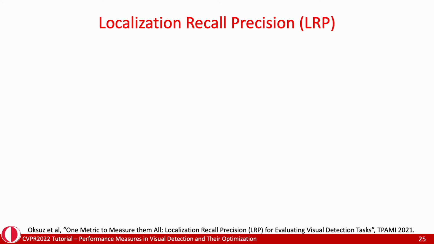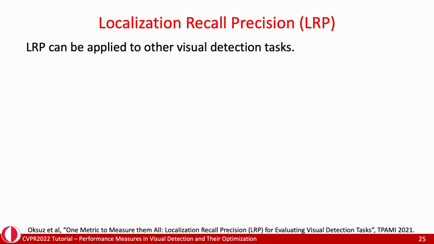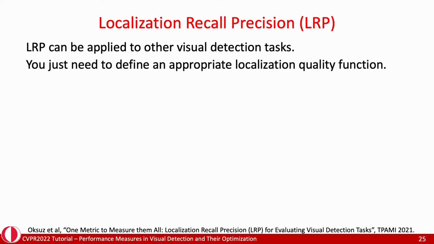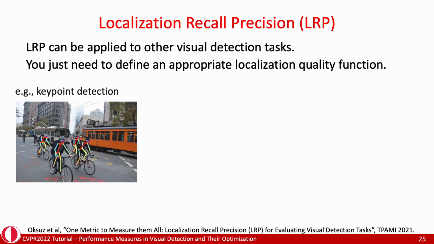So far, we explained LRP over an object detection example. But can it be applied to other visual detection tasks? The answer is yes. All you need to do is to define an appropriate localization quality function for the task. So let's take key point detection as an example.